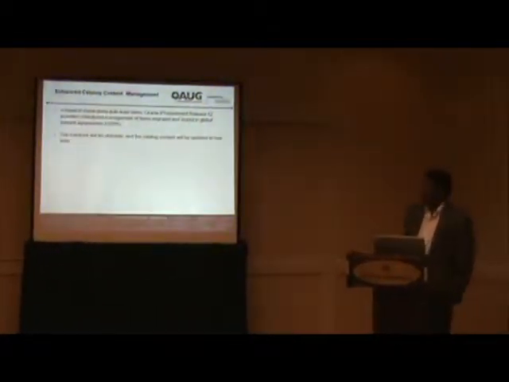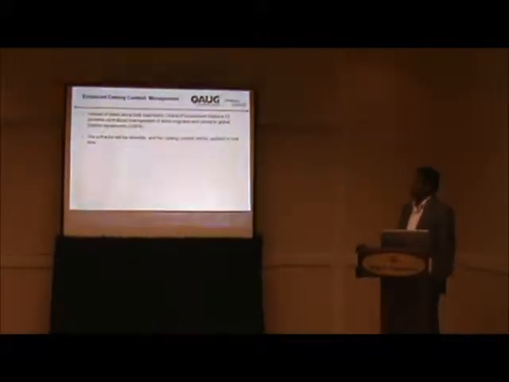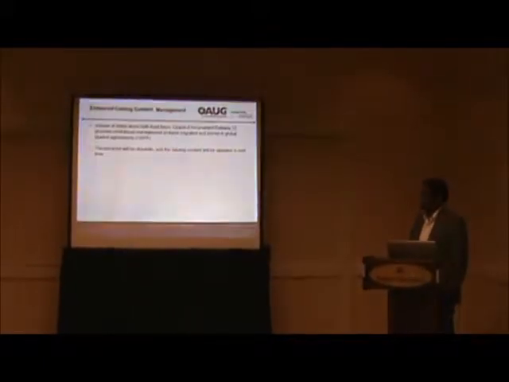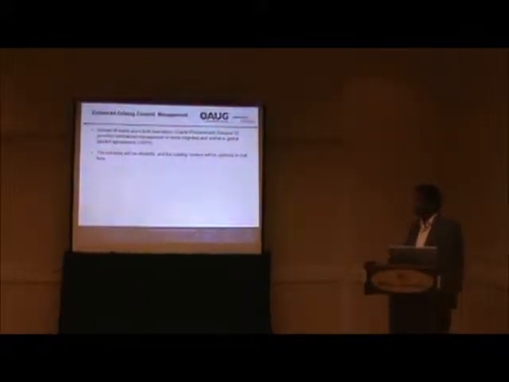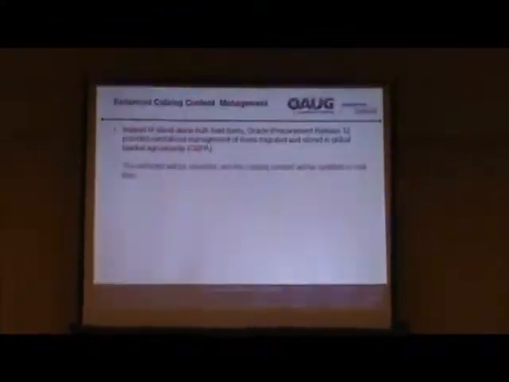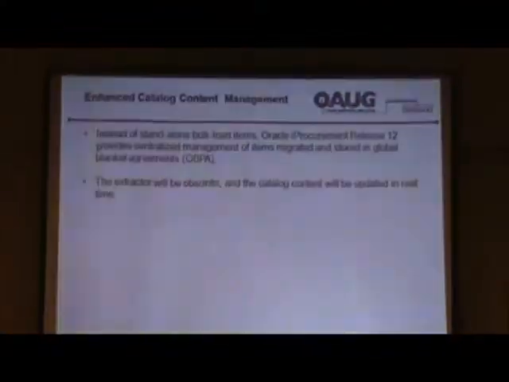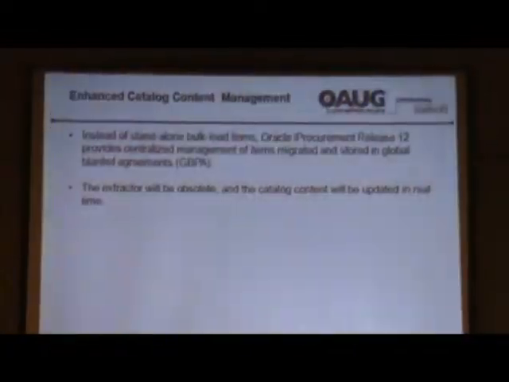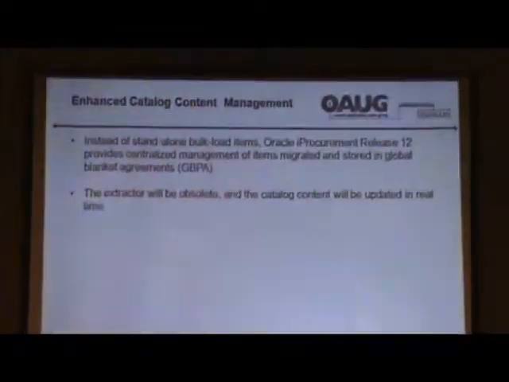Now, in release 12, the catalog contents are managed through global blanket purchase agreements. In 11i, this mechanism was not there, and due to this, there was a considerable change in release 12 in how the catalog content management is done. The new architecture is giving a really good advantage and new features to the user community. As a result of this, the extractor programs which were there in 11i are no longer required in release 12.